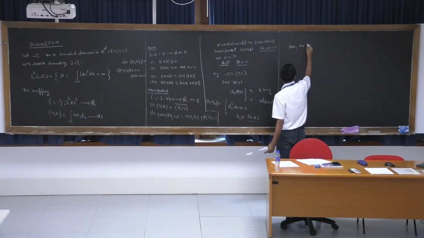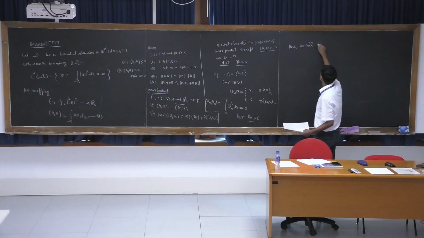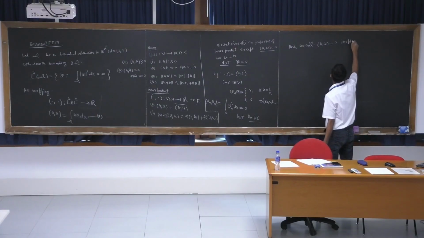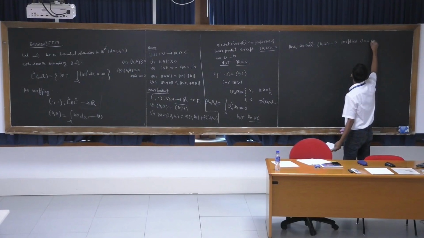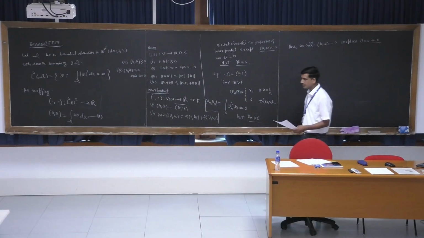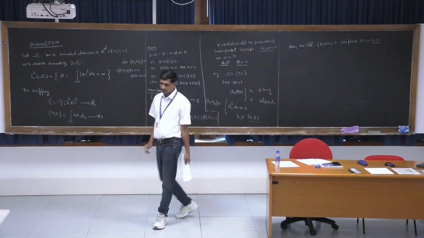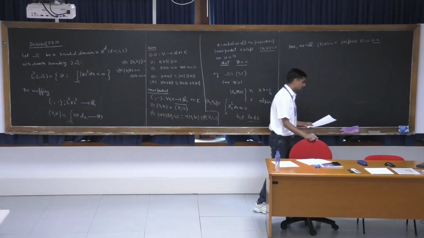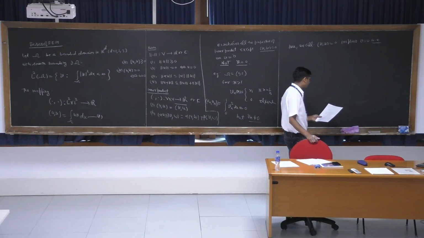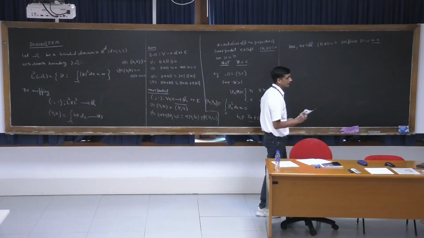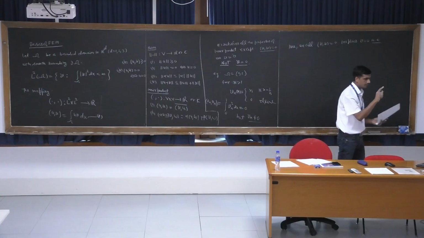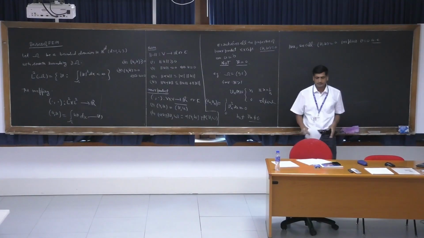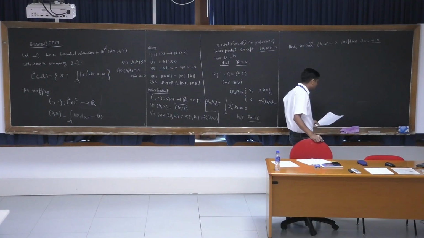We call this: the inner product of V with V equal to 0 implies V is equal to 0 almost everywhere. Have you heard this term in functional analysis? Almost everywhere means that where this doesn't happen, the measure of that set will be 0. Means where V is not equal to 0, the measure of that set will be 0.